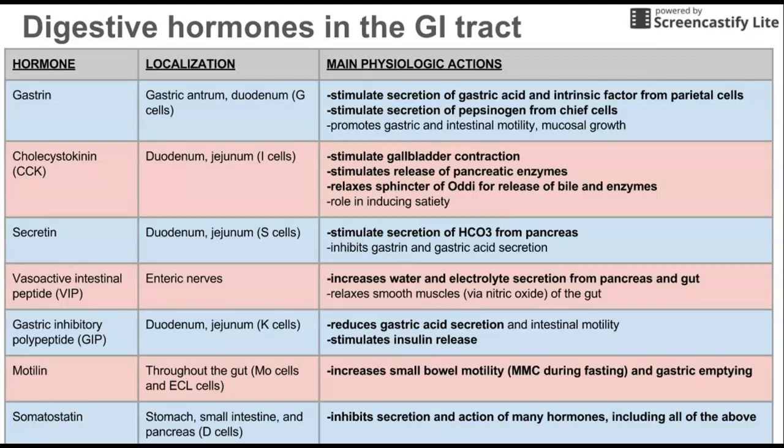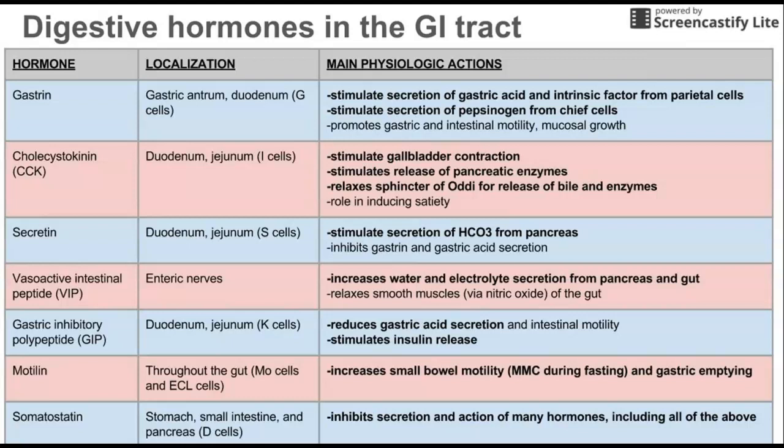Cholecystokinin is the next one, CCK. It is going to be released by the small intestine, specifically I cells that are found in the duodenum and the jejunum. It's going to stimulate gallbladder contraction, so the release of bile, and it's also going to stimulate the release of pancreatic enzymes. So this plays a really important role with those accessory organs, because it stimulates them to release their secretions into the small intestines.